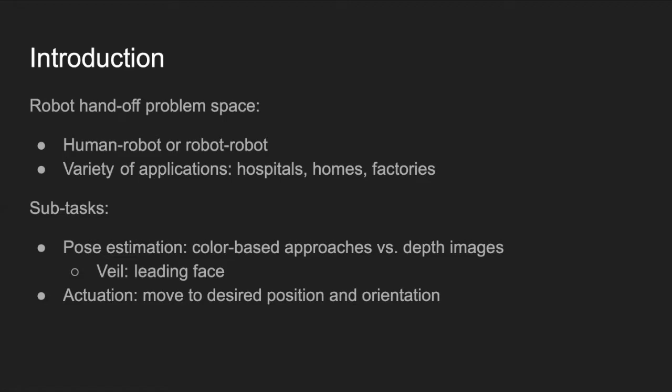If we look at pose estimation more specifically, color-based approaches have shown success in obtaining knowledge regarding the pose of objects. However, they suffer from inconsistencies arising from changes in illumination or introduction of occlusions. Thus, in our case, where the perception system is required to operate in dynamic human space, we decided to rely on geometric information and proposed Veil. Veil fits a discrete curve to the leading face of an object within a depth image. Depth images allow us to remain robust to lighting changes in comparison to a color-based approach. The two subtasks of pose estimation and actuation will be explained in more detail throughout this presentation.